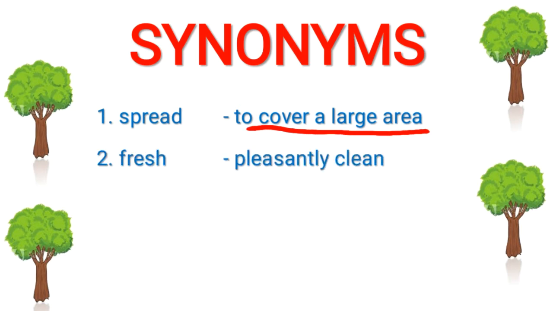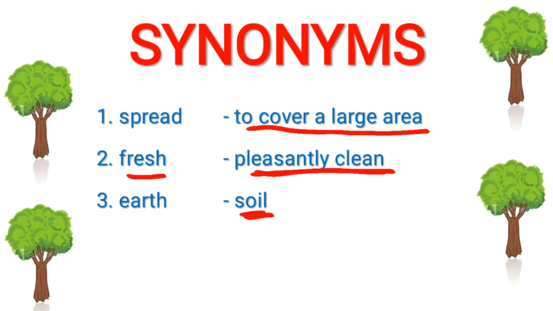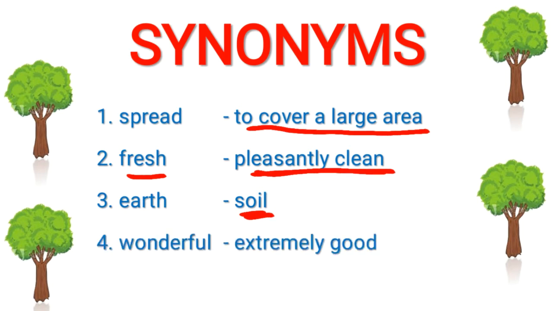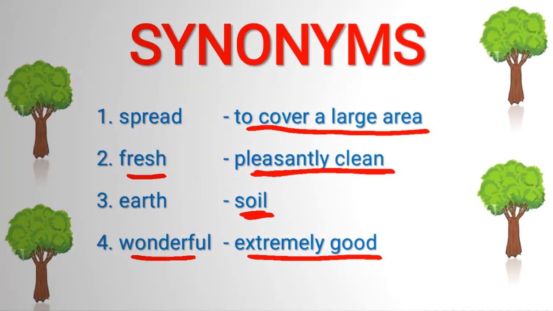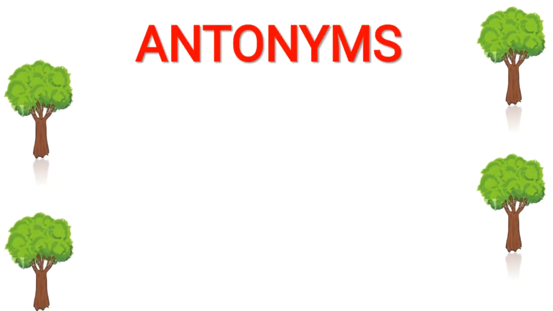The next one, fresh. Fresh: pleasantly clean. Good? And then earth. Earth: soil. So what's the meaning of earth? Soil. Next one, wonderful: extremely good. Are you following me? Are you all reading with me? That's good, children.